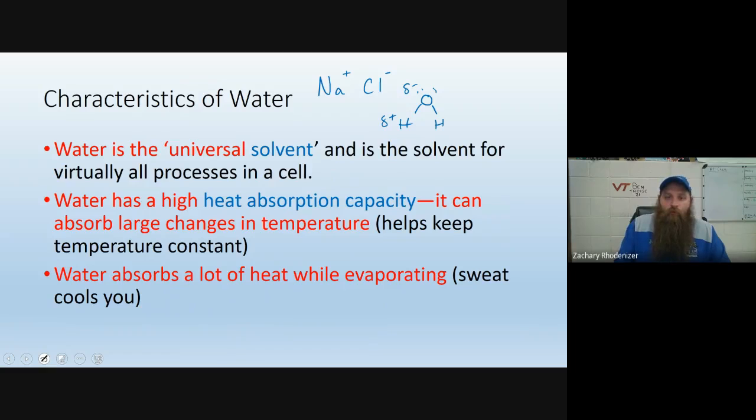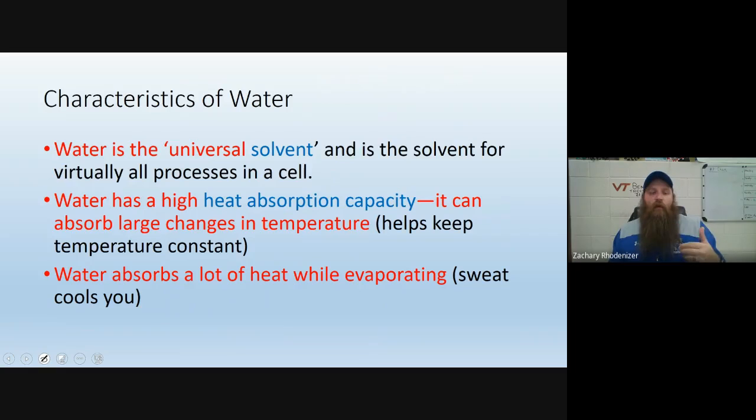So the sodium will want to be close to this end, and the chlorine will want to be close to that end. It allows water to surround atoms and other molecules and dissolve them, to hide them in the whole solution, okay? So since the cytoplasm is mostly water, things can dissolve into the cell and move around the cell, which is really important.